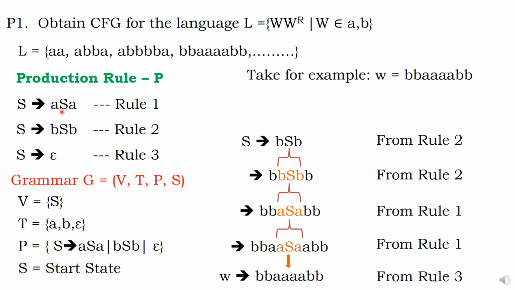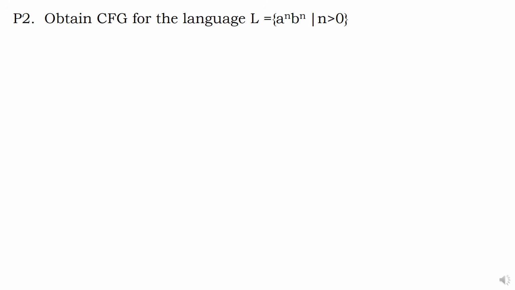S becomes ASA. Also BSB. Also epsilon. This pipeline symbol says also and like that. Okay, instead of writing one more step, I am writing in the same step because S is common. Who is S? Start symbol, start state. Okay, so this is your problem for W power R. I have created the grammar VTPS.